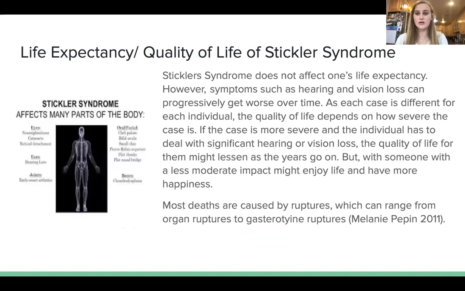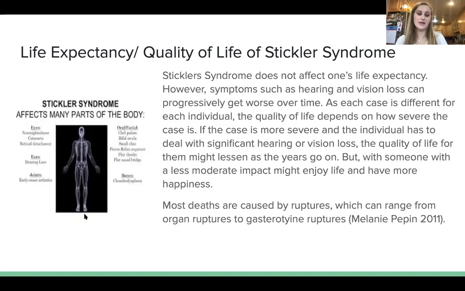So life expectancy and quality of life of Stickler syndrome. Stickler syndrome does not affect one's life expectancy. However, symptoms such as hearing and vision loss can progressively get worse over time. As each case is different for each individual, the quality of life depends on how severe the case is. If the case is more severe and the individual has to deal with significant hearing or vision loss, the quality of life for them might lessen as years go on.